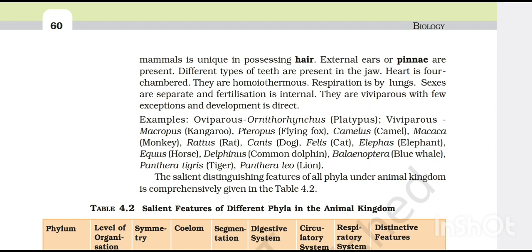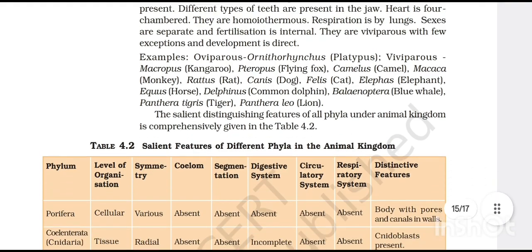So the example of an oviparous mammal is platypus, and viviparous ones are kangaroo, Pteropus, then Camelus or camel, monkey, rat, then elephant, then lion, tiger, as well as human being. So these are the examples of viviparous Mammalia.